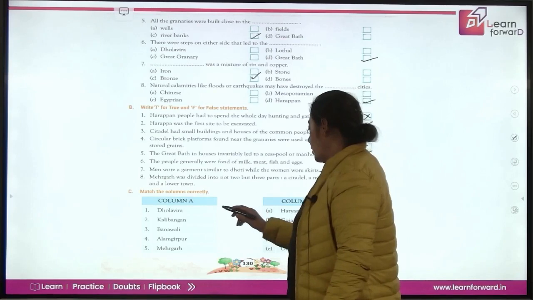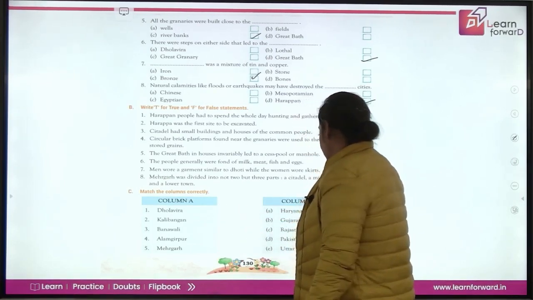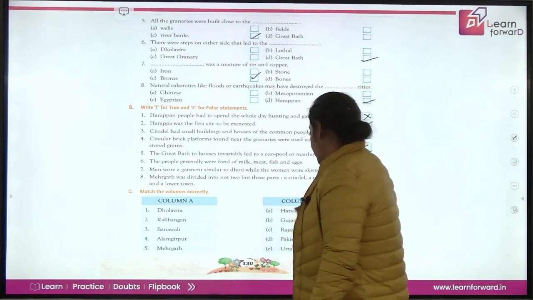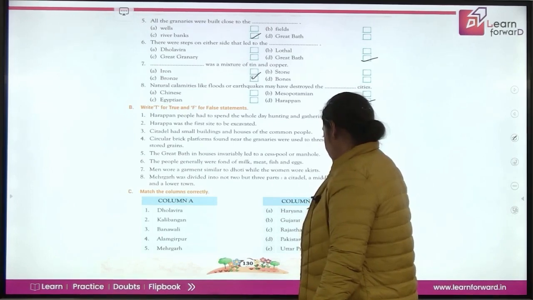So like Chola Vira, Amne Pada Ho, it is in Gujarat. Then Pali Bangan is in Rajasthan. Then Banavali is in Haryana. Alamgarhpur is in Uttar Pradesh. And Mehrpur is suddenly Pakistan.